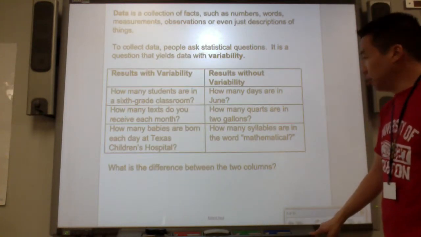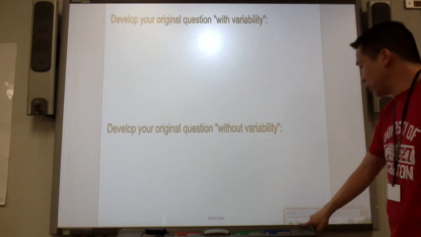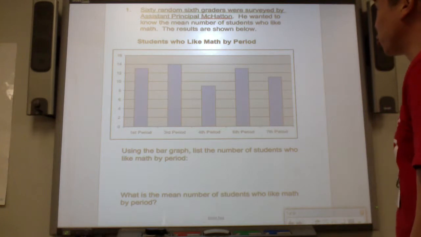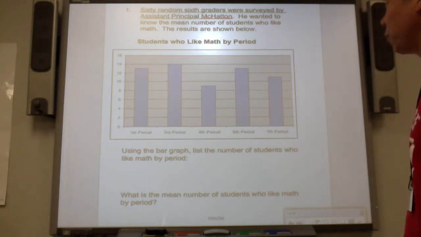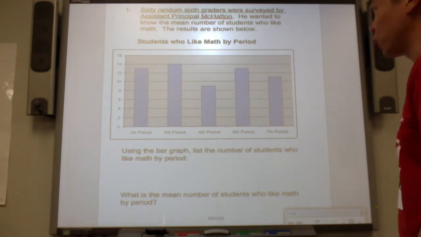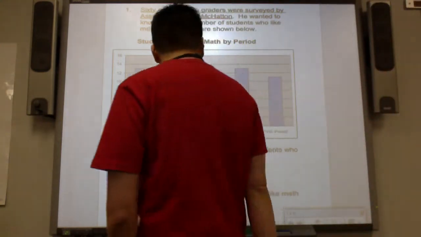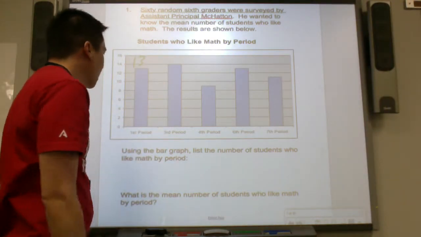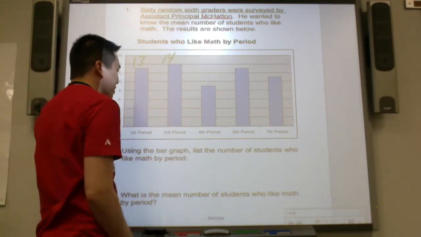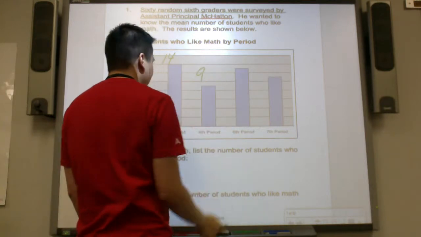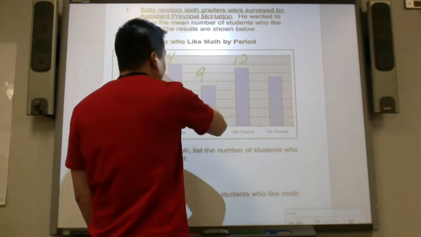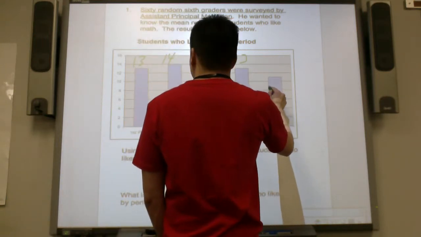All right, let's practice with some of these questions. So number one, 60 random students were surveyed by Assistant Principal Mahatan. He wanted to know the mean number of students who like math. The results are shown below. Using a bar graph, list the number of students who like math by period. 13 people like math in first period, 14 people like math in second period, 9 in fourth period, 13 in sixth period, and seventh period is 11.